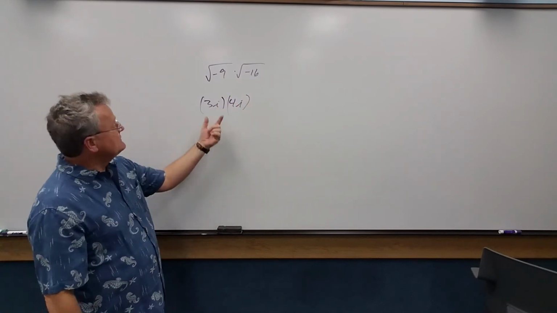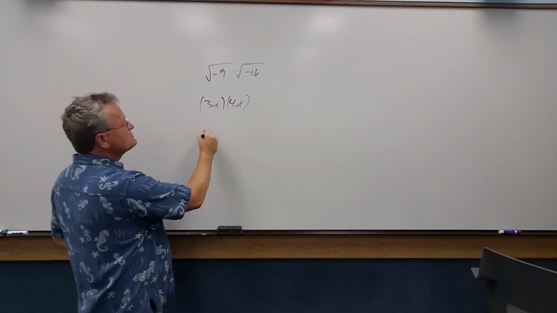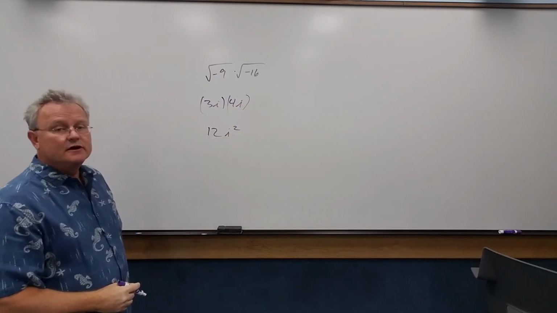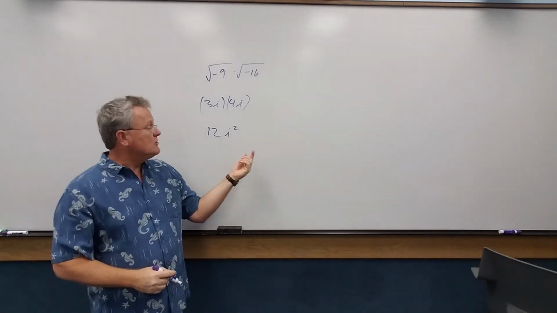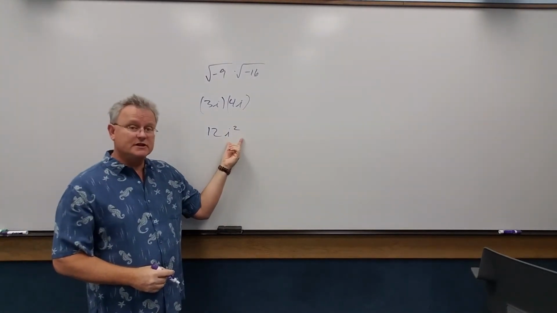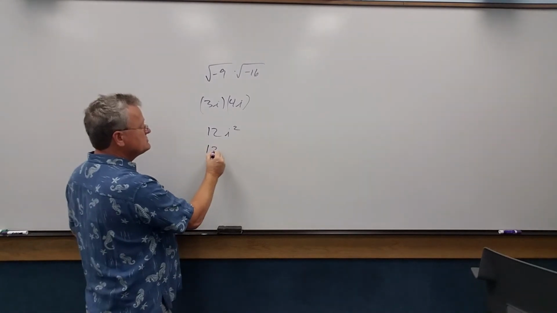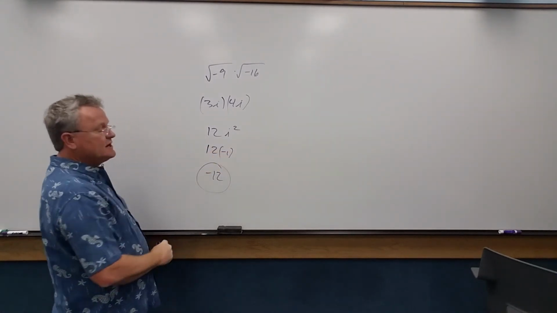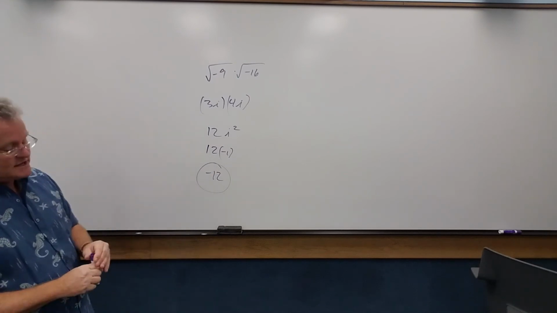Now we multiply these. 3 times 4 is 12. i times i is i squared. But again, in the last video, we learned that i squared is negative 1. So this is 12 times negative 1, which is negative 12. So that's the answer to this problem.